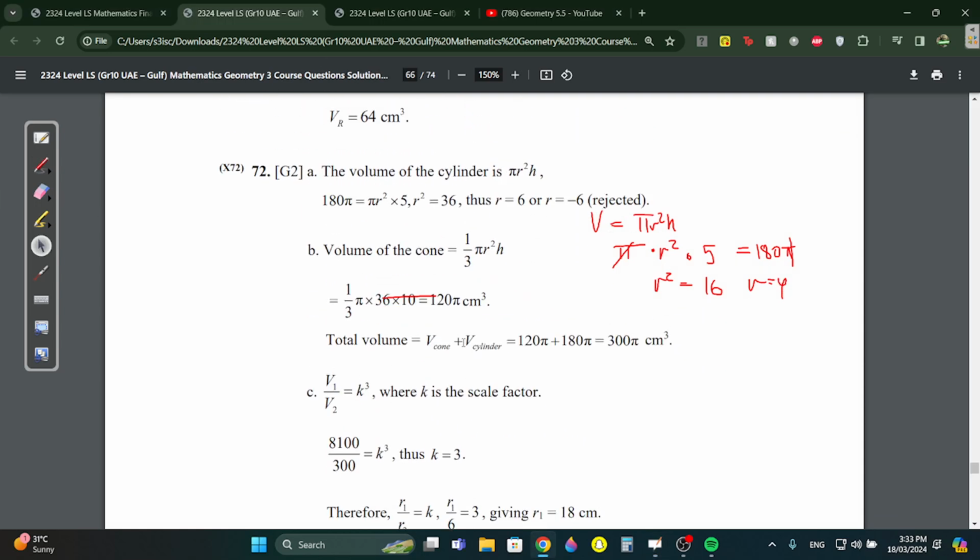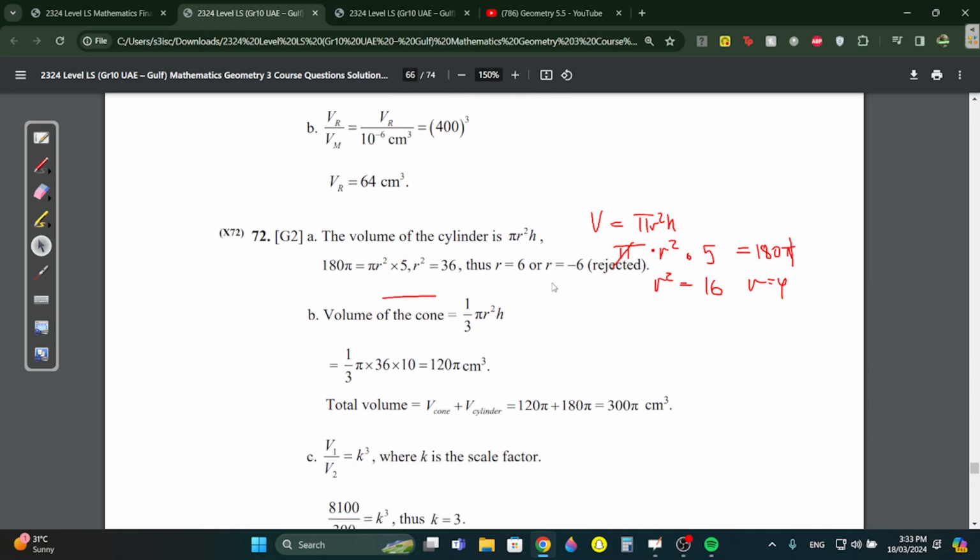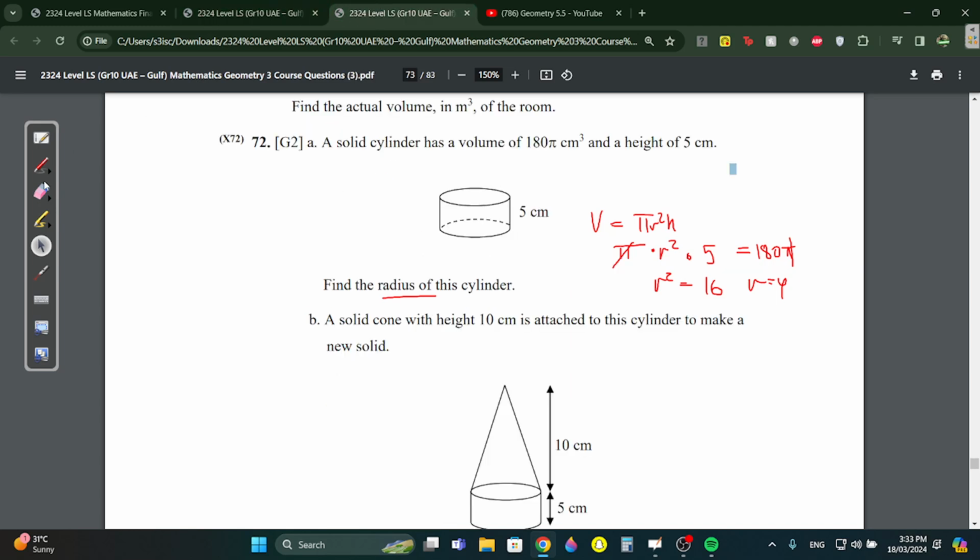Is that correct? Where am I? Shlok, where am I? 6? How did you get 6? Oh, my fault. 180 divided by 5 is not 16, it's 36. R squared equals 36, so r equals 6.